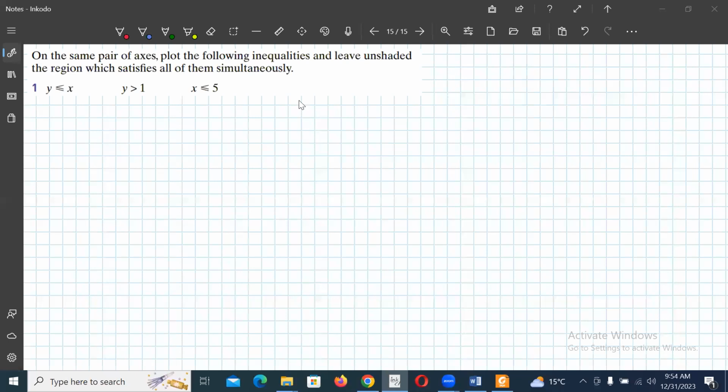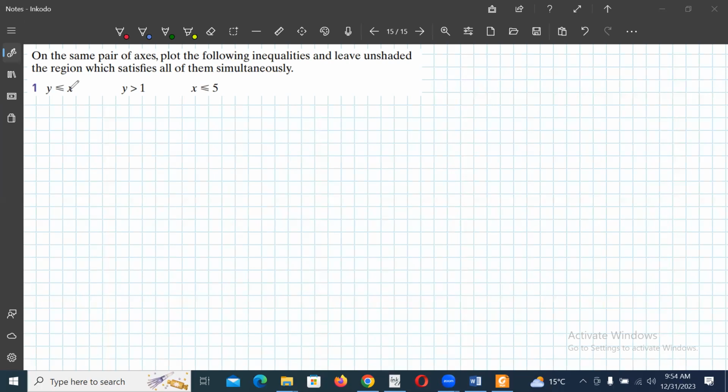Yes, hi viewers, we will discuss linear programming. One question on the same pair of axes: plot the following inequalities and leave unshaded the region which satisfies all of them simultaneously. So here we have three inequalities. The first thing we will try is to write them in equation form. That is the first step, and see how to solve these questions.